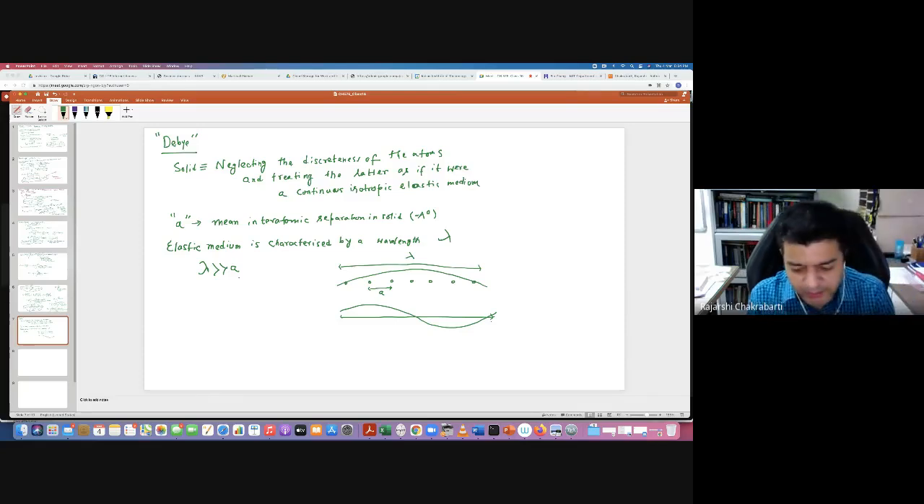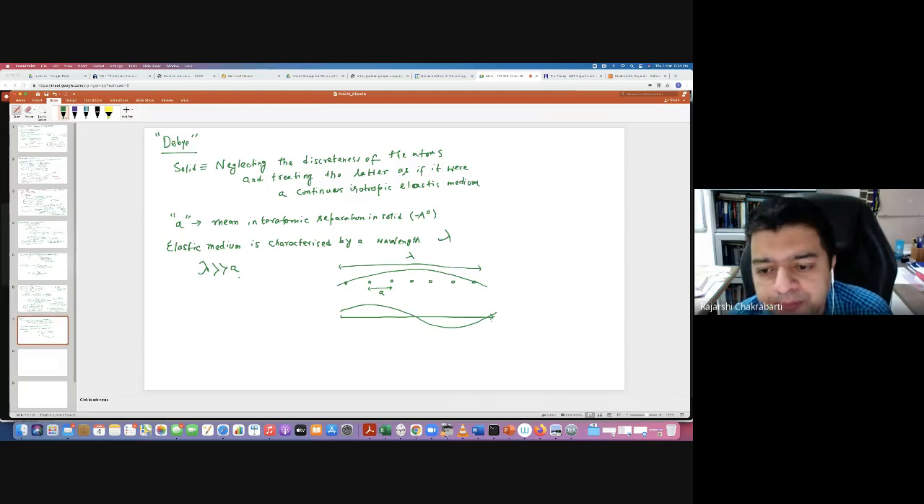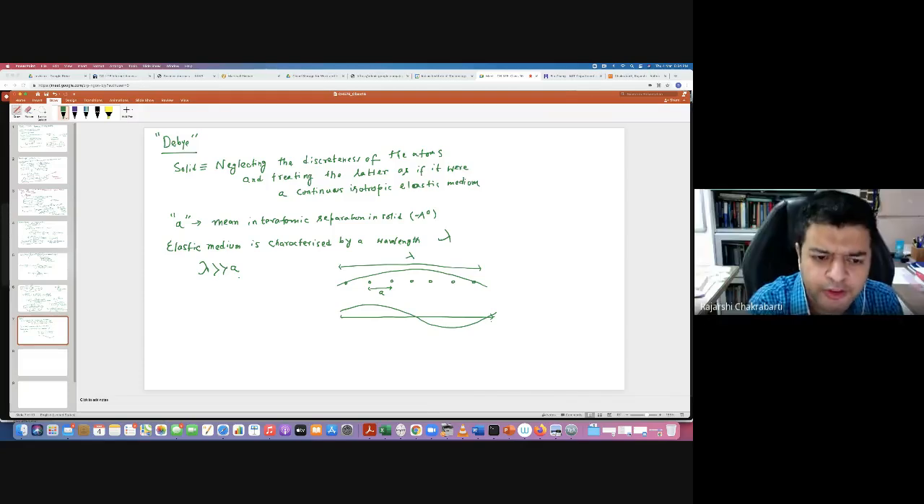So I can think of these atoms vibrating collectively. Lambda is not the mean free path actually. This is an elastic medium, so there is no mean free path.